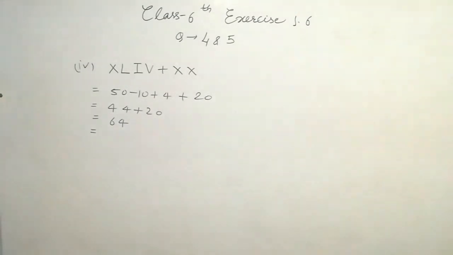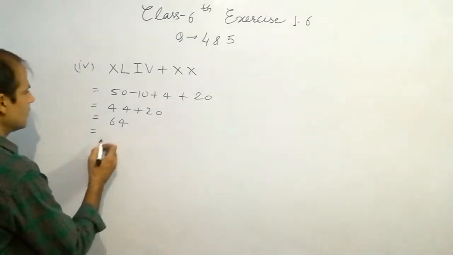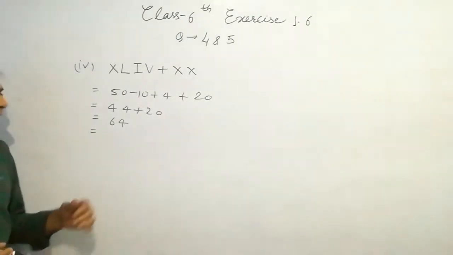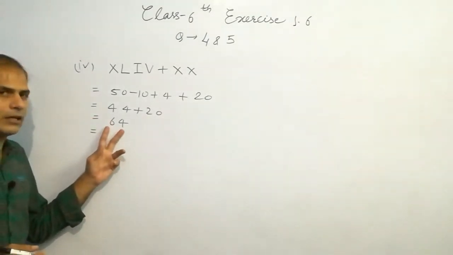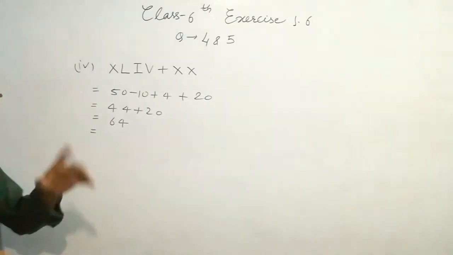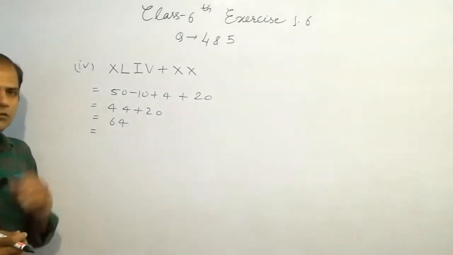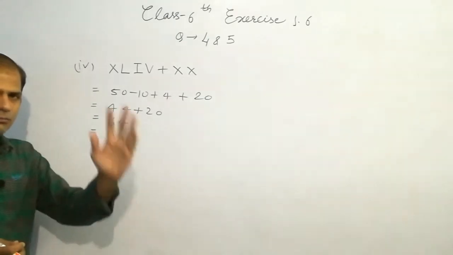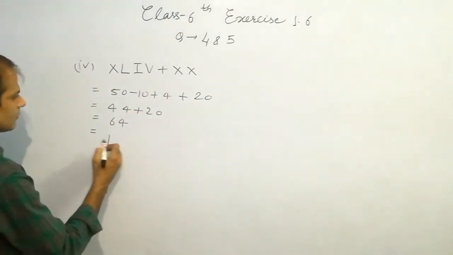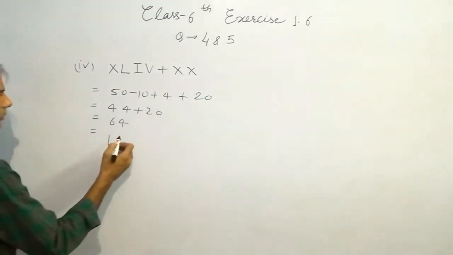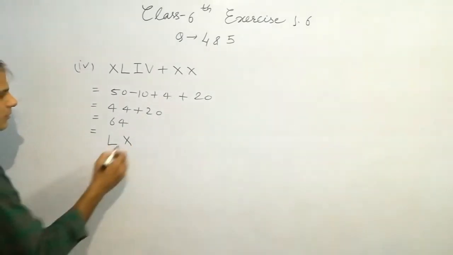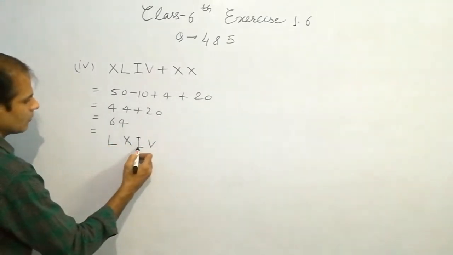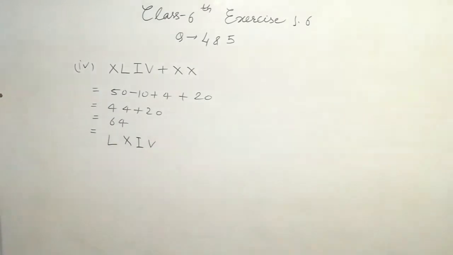Okay, now see how to write 64 in Roman numerals. So no need to write again and again like 50 plus 10 plus 4. Just keep it in your mind. 64 means 50 plus 10 plus 4. So 50 means L, 10 means X and 4 means IV. This is the answer.